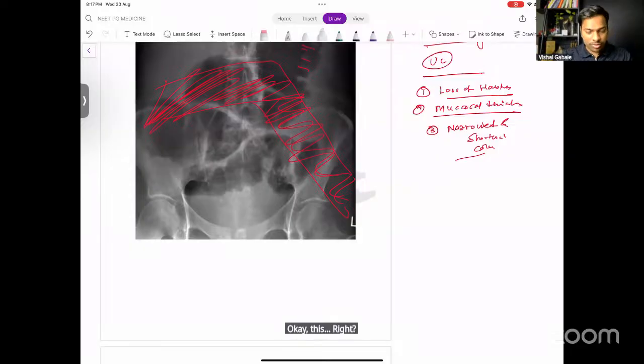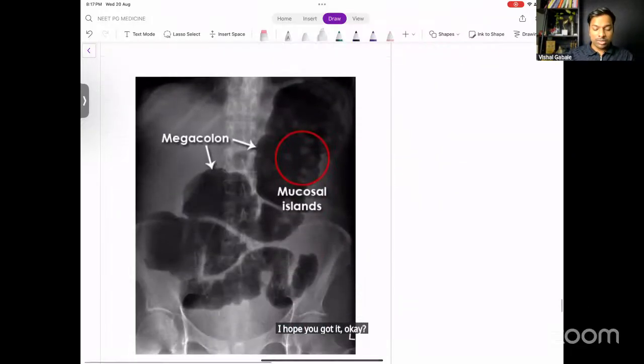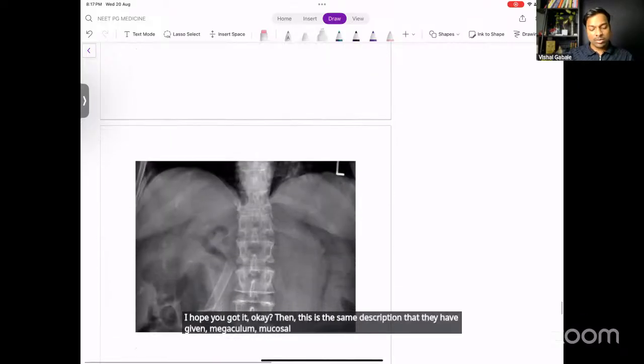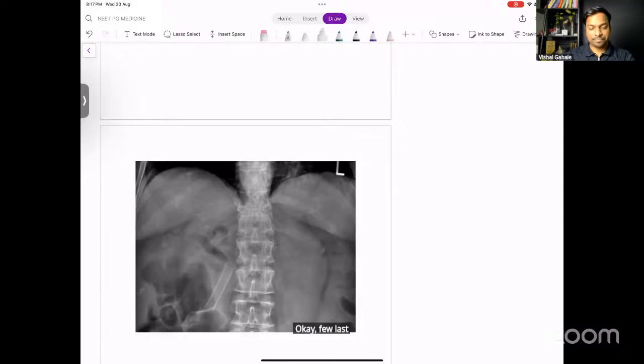I hope you got it. Then this is the same description that they have given: megacolon, mucosal islands are there. A few last images here. Look at this. What is this condition?